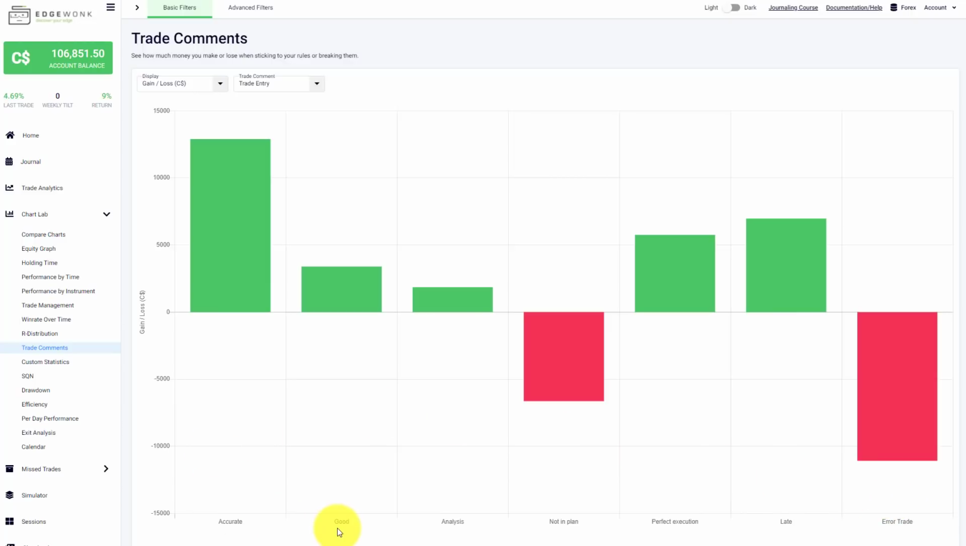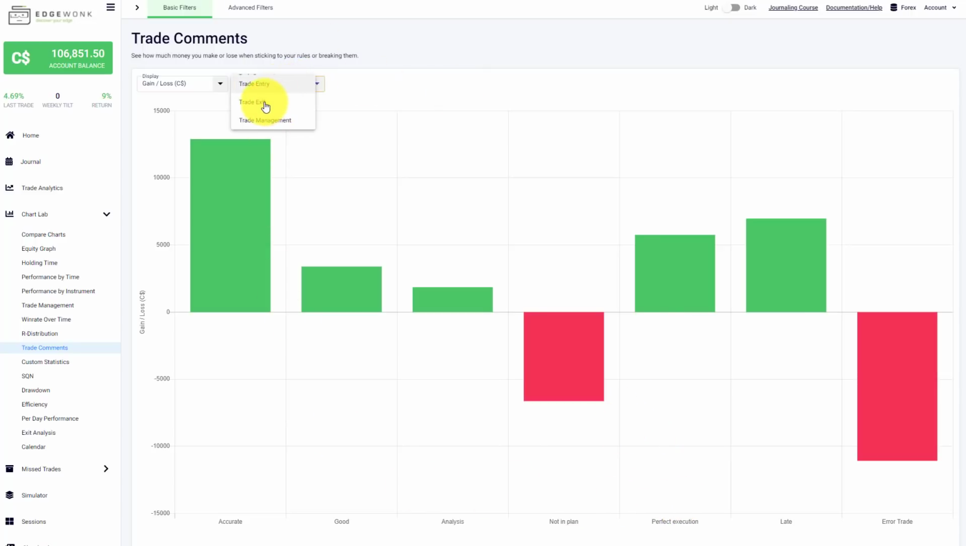And this is 100% customizable. You can tag anything that you want for your entries. You can already see that a good, accurate entry is making him a lot of money, whereas an error trade and a trade that is not in the trading plan to begin with are costing him a lot of money. This is a great insight, because once you really see it black on white that you are making or losing money in specific situations, that could really influence your trading decisions, because then you can verify specific things in your trading.